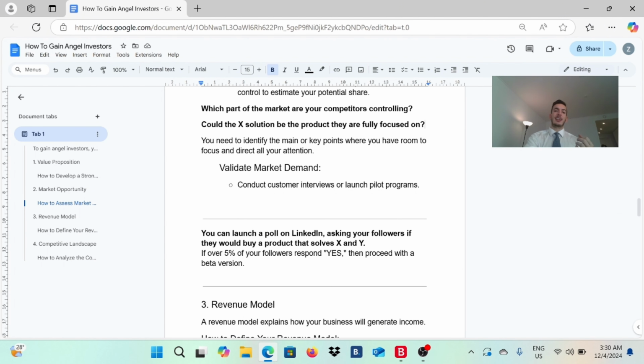So, validate market demand. What you need to do right here is understand the demand in the market, how the market is right now. You can launch a poll on LinkedIn asking your followers if they would buy a product that solves X and Y. If over 5% of your followers respond with yes, then you can start with the beta version.